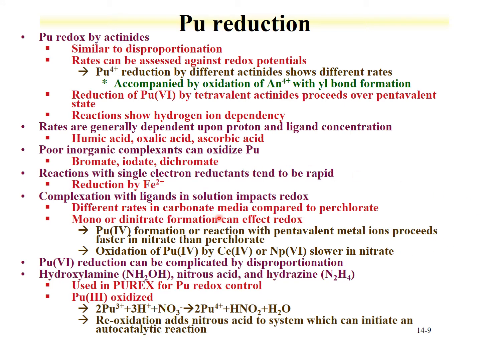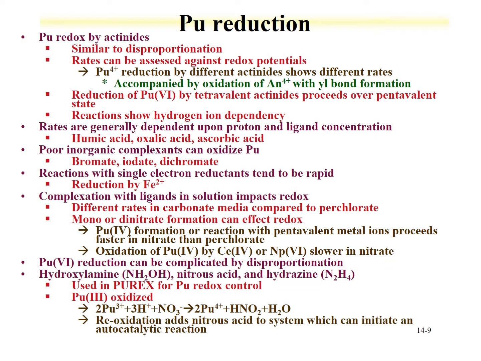So carbonate medium is going to behave differently compared to perchloric, because the carbonates will bind the plutonium effectively where the perchloric will not. And then there's also disproportionation, such as plutonium-6, where it can be reduced, and that reduction can be complicated by disproportionation.